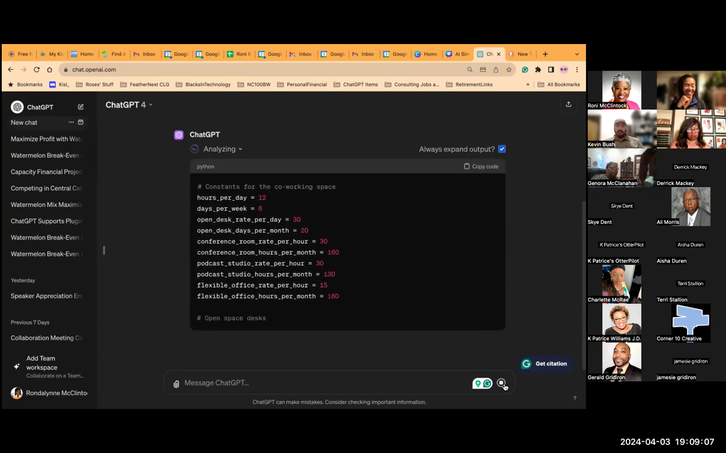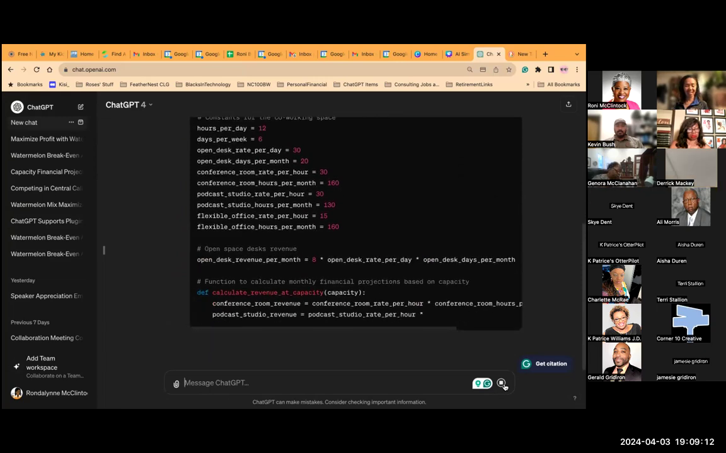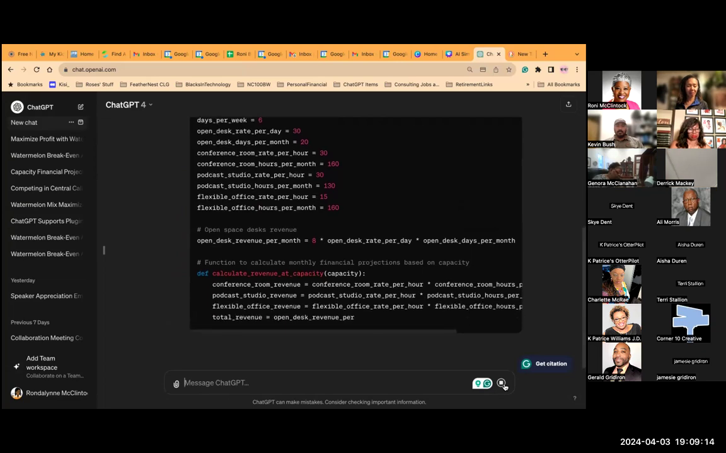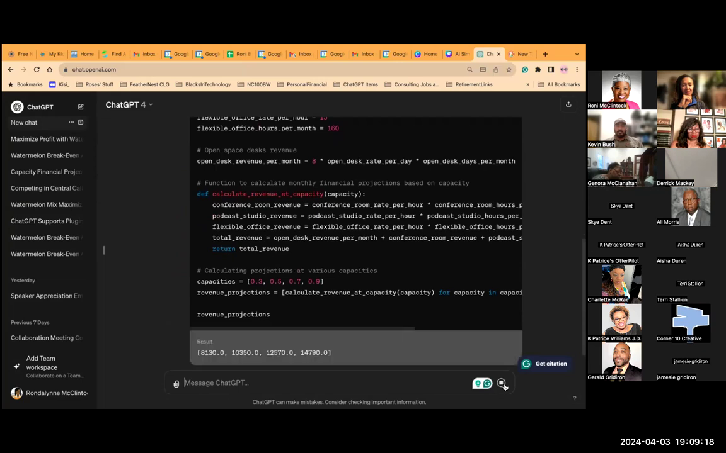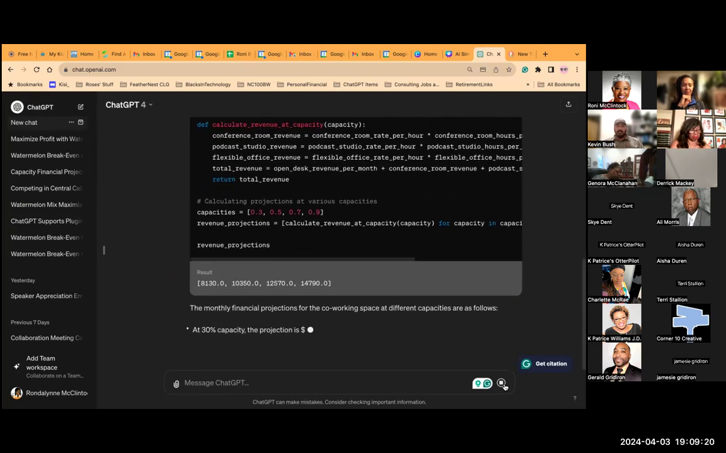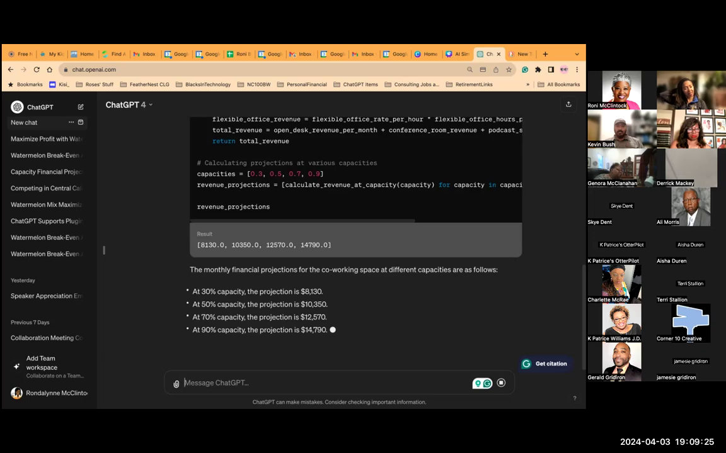I actually used it for my business plan, going for after funding, looking at my numbers and looking at projections. So again, this is relatively new. It wasn't doing this a couple of months ago. It wasn't giving you the code. Oh, really? Yeah, it wasn't really doing that.